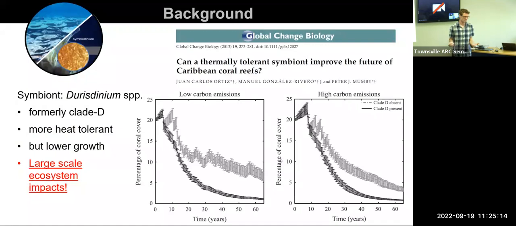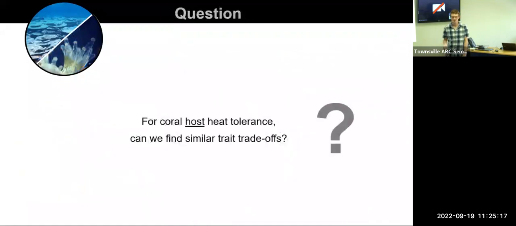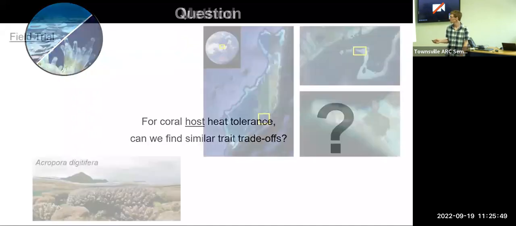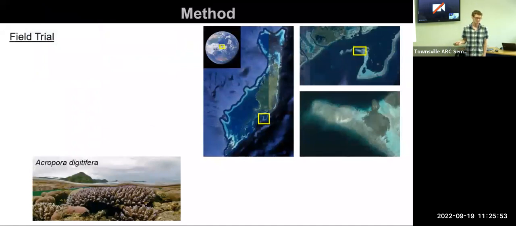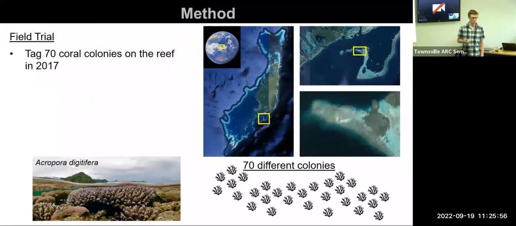But from our population, basically all the corals have the same symbionts. So the question remains, for corals that have all the same symbionts, can you also find these trade-offs? And from genetic studies, there's a lot of work suggesting that there should be trade-offs with heat tolerance. If you think about any two things which require resources and you only have a certain amount of resources, you've got to partition into one thing or another. So we did a field study to try and see if we can find these trade-offs when all the corals have the same symbionts. So the same reef, the same species, different colonies. This is a group of 70 colonies that were tagged on the reef.